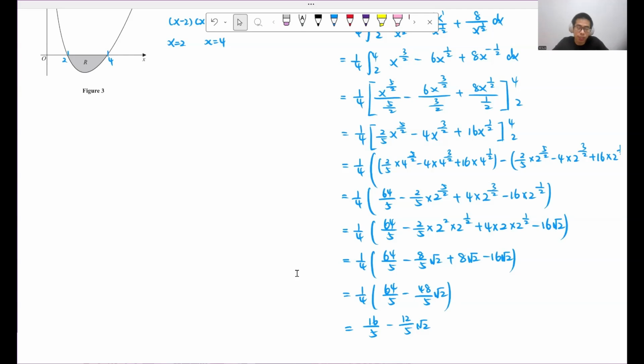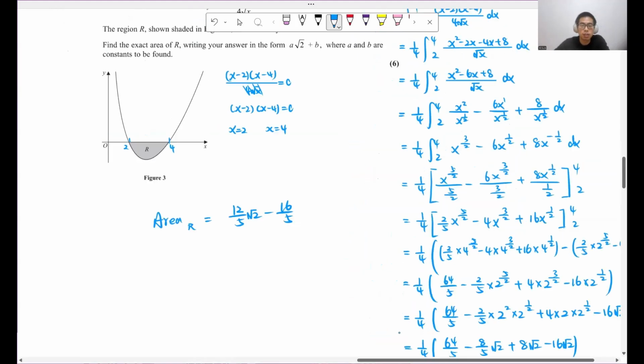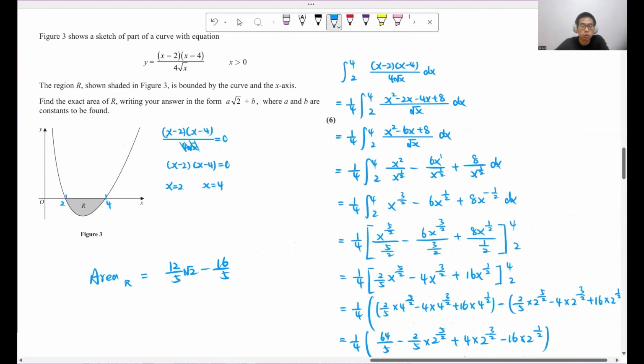An area cannot be negative. The reason we get negative is because this region is below the x-axis, but the actual area has to be a positive number. So we need to times by -1 what we just got to get the final answer. Yeah. So the area of R has to be equal to 12 over 5 root 2 minus 16 over 5, just times -1 for that. So in this case, A is equal to 12 over 5, and then B is equal to -16 over 5. So that will be our final answer.